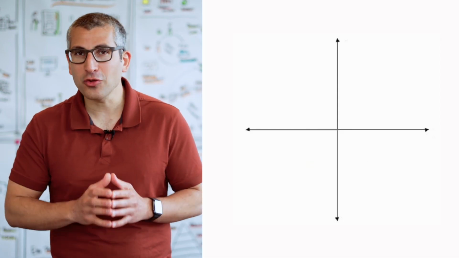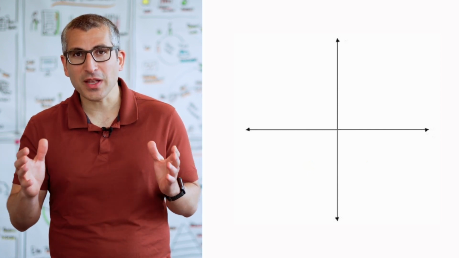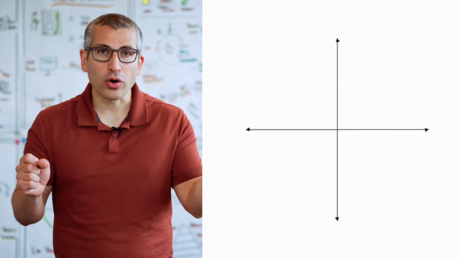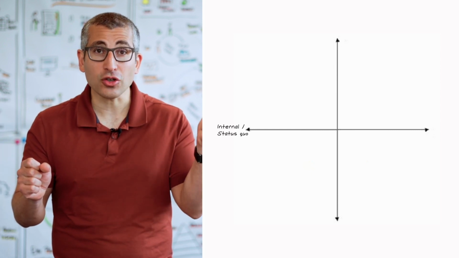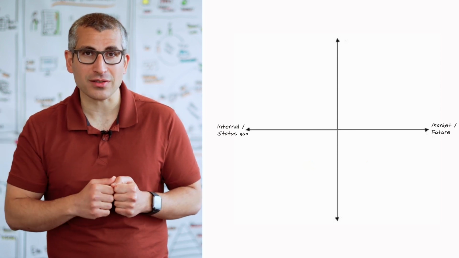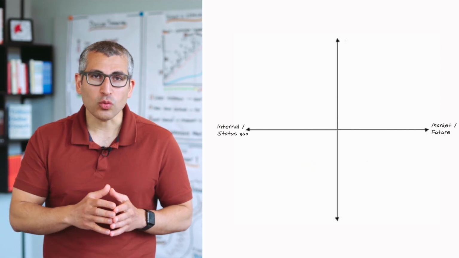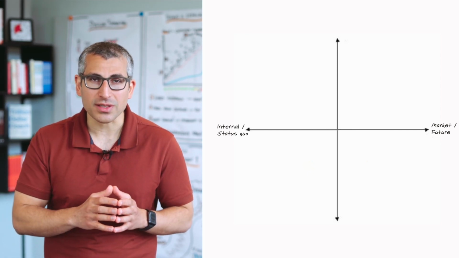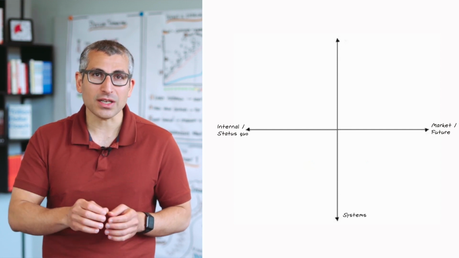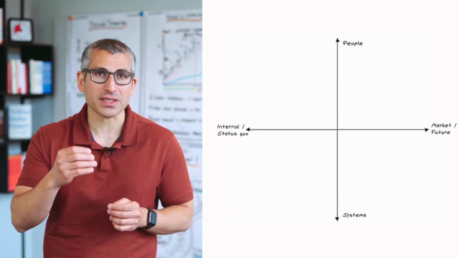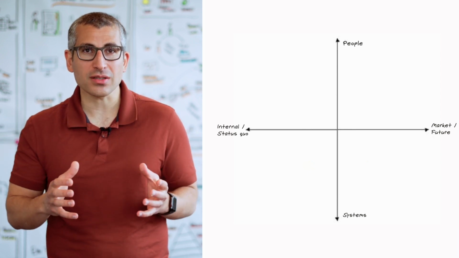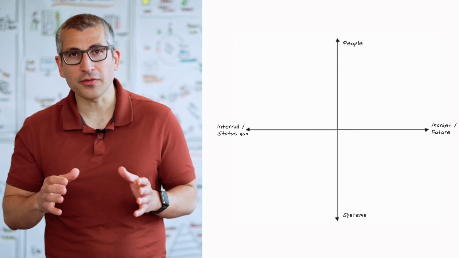As usual, we have two axes. On the first axis, being the horizontal one, we have basically two dimensions, one being organizations that are more status quo and internal focused versus organizations that are more market and external focused. On the other axis, the vertical one, we have to distinguish between organizations that are more process and systems oriented compared to organizations that are more oriented towards individuals and their interactions. Based on these two axes and the different dimensions, we end up with four different quadrants.